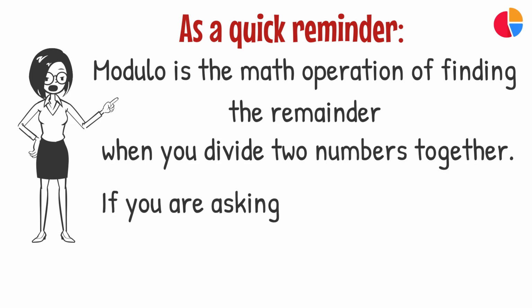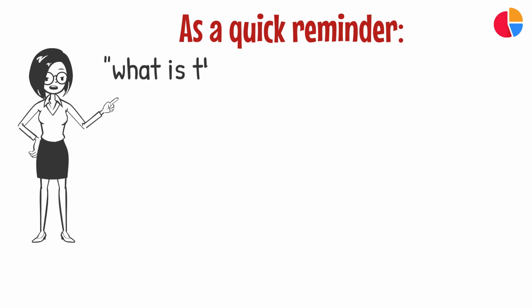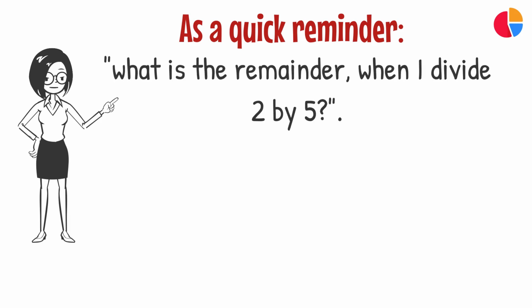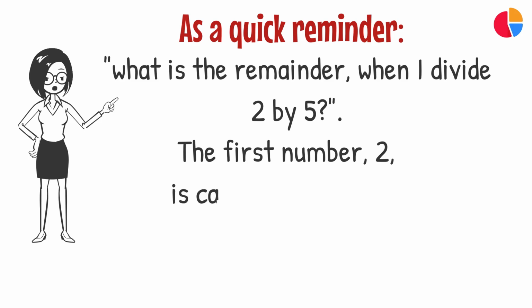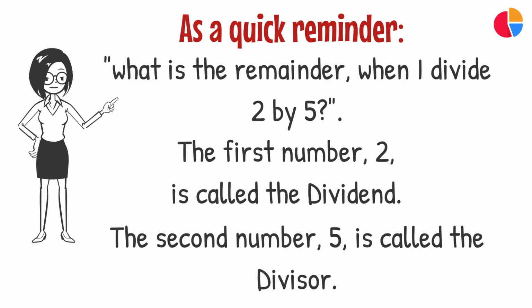If you were asking, what is 2 mod 5? Then what you really need to know is, what is the remainder when I divide 2 by 5? The first number, 2, is called the dividend. The second number, 5, is called the divisor.